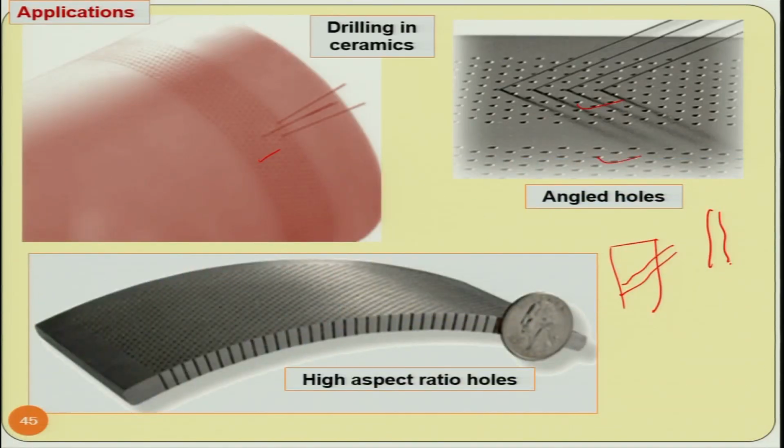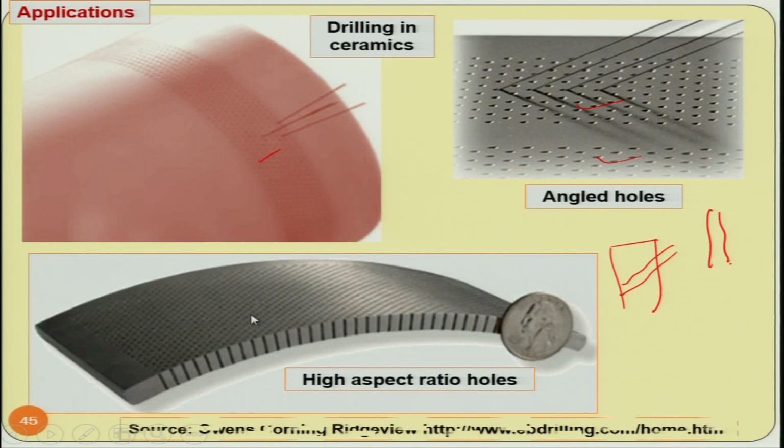Now, you can see clearly high aspect ratio holes. This is the coin, and you can see the beauty of these holes, very uniform holes. These are the top surface of the hole, this is the cross section of the hole, and thousands of such holes have been machined, and the source is over here.